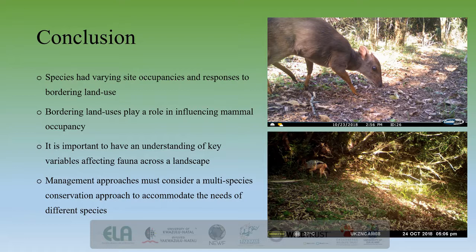In conclusion, management approaches must consider a multi-species conservation approach to accommodate the needs of different species.